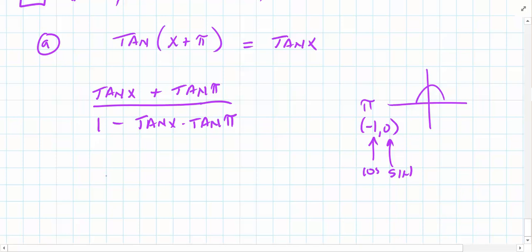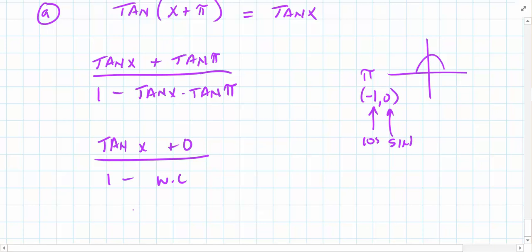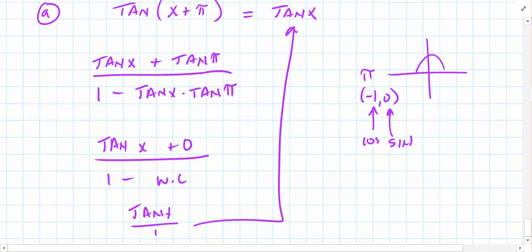0. So this becomes the tangent of x plus 0 over 1 minus who cares, because 0 times whatever is 0. So what am I left with? What's tangent x plus 0? Tangent of x divided by the number 1, of course, is nothing more than the tangent of x. WC stands for who cares, because it's 0 times whatever, right?